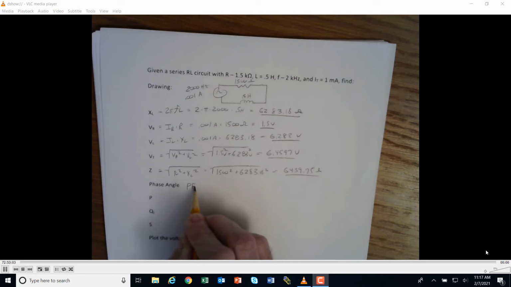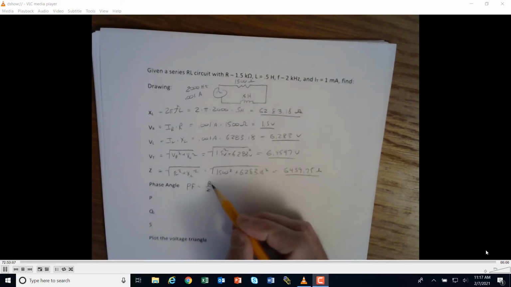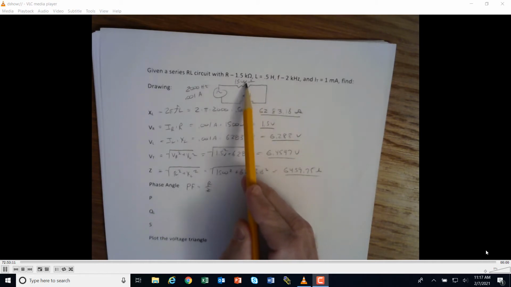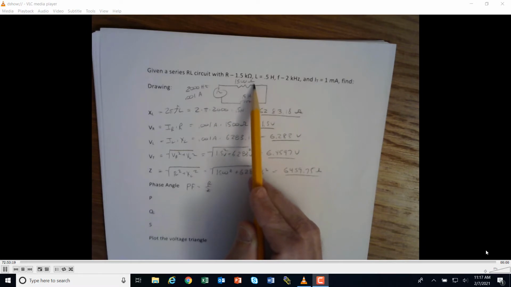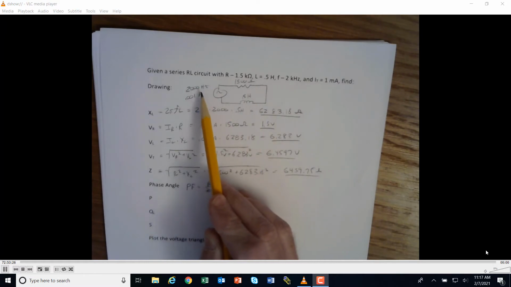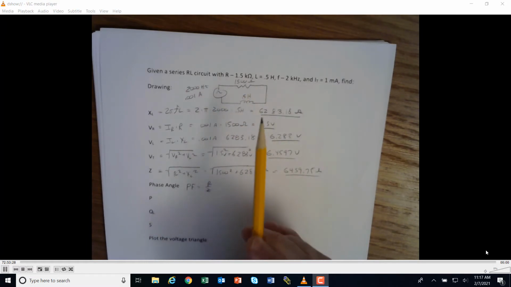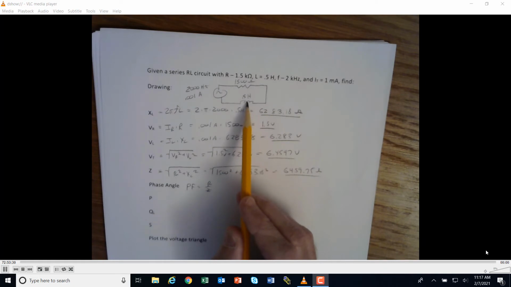My phase angle, it's related to my power factor. So remember, my power factor is going to be R over Z. And so the resistance here of 1,500 ohms on my resistor, so I'm going to get some power dissipation here. That's work. This is the real work. This is the real item that we can measure that we're getting out of this. But we're actually going to have to pay for a little more electricity than we're actually using, because we have some inductance in here that is kind of wasteful.